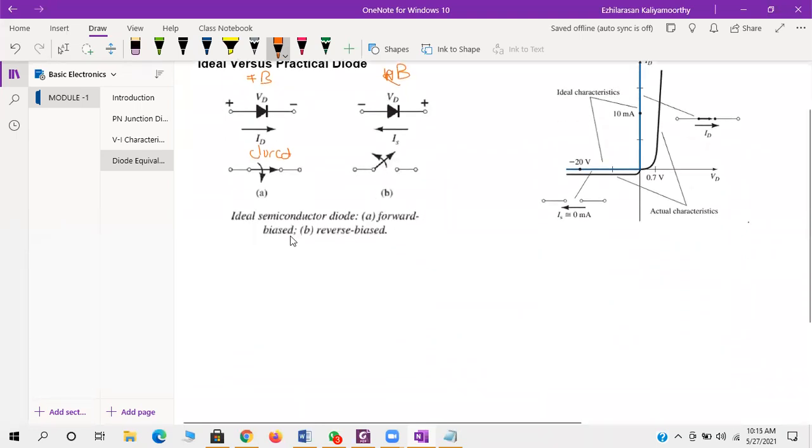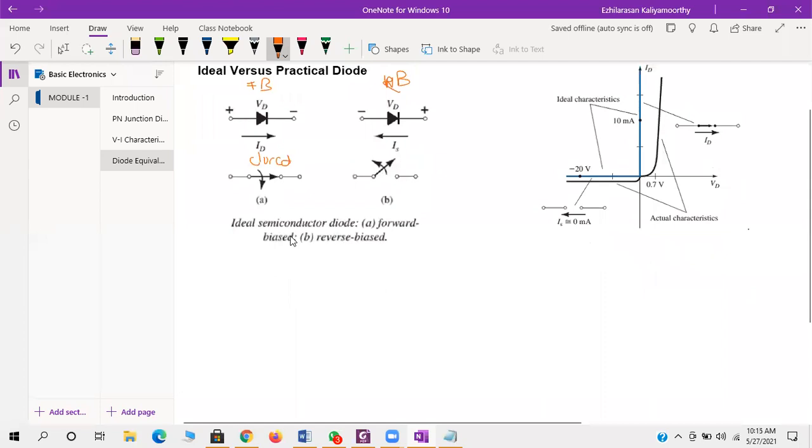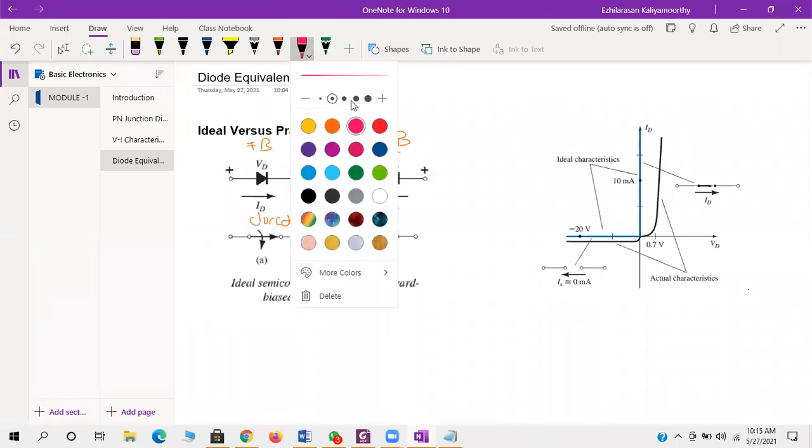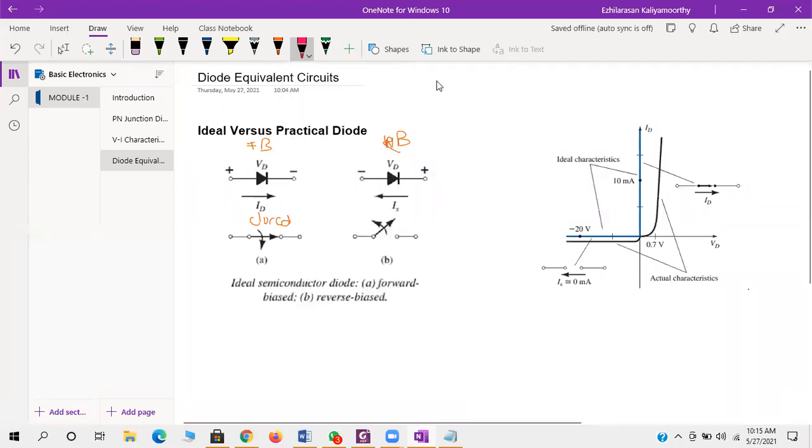So how do you get the characteristics? Here we are showing the ideal characteristics and the actual characteristics. Let me put it in an easier way. Let me draw that. See, the ideal characteristics will be this. Why are we drawing like this? This is the ideal characteristics.